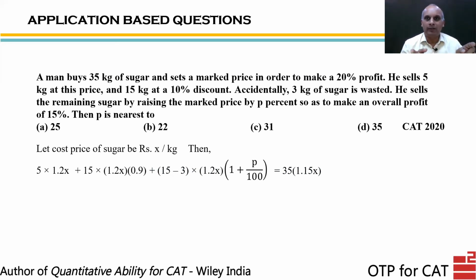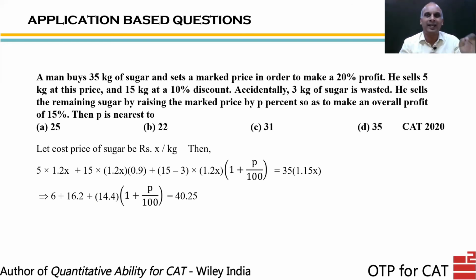From this equation, if we observe carefully, the variable x gets cancelled everywhere. So we finally get the simplified values: 1.2 into 5 is 6, plus 15 into 1.2 into 0.9 is 16.2, plus 12 into 1.2 is 14.4 into (1 plus P by 100) is equal to 40.25. This is all calculation. I have cancelled x and simplified the remaining terms.